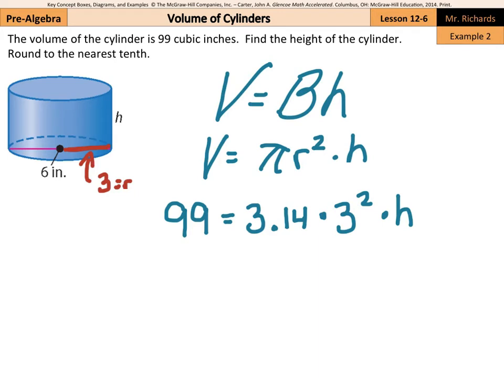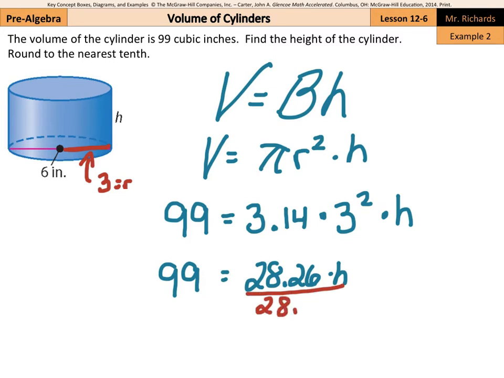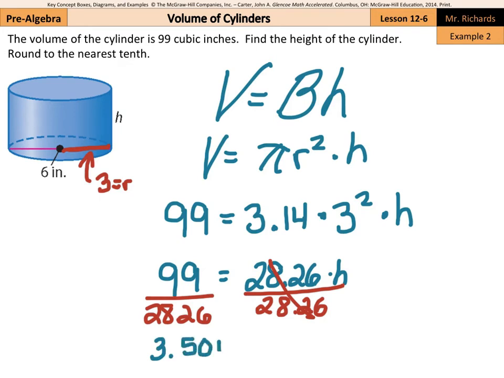If I simplify my 3 squared, that's 9, times the 3.14, I end up with 28 and 26 hundredths times h. And if I finish by dividing by 28 and 26 hundredths on both sides, I will be able to solve for h. And I end up with 3.501, and it keeps going on, is my height. So when I want to round to the nearest tenth, I look over to the hundredths. 0 is certainly not going to round this up. So my answer is 3 and 5 tenths inches is my height.